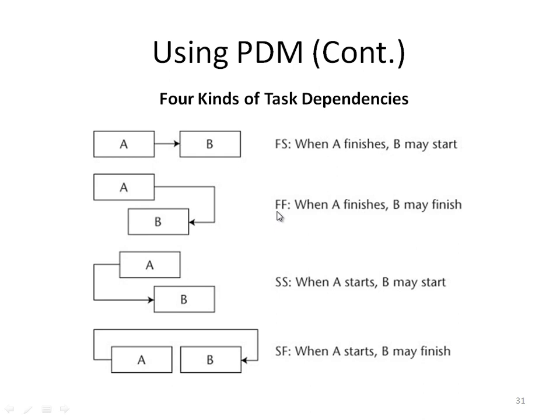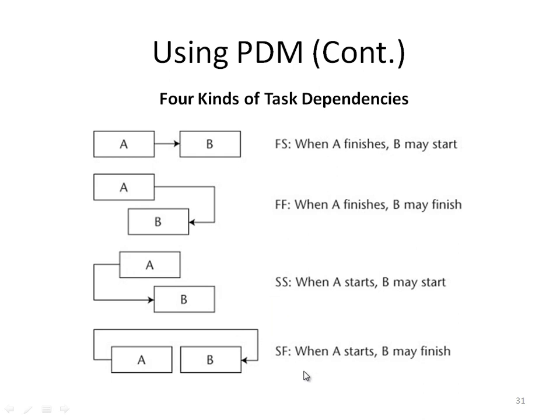While if finish to finish, then when A finishes, B may finish. So B can start anytime, but it will not be considered as finished or done unless we finish A first. Start to start: when A starts, B may start. Again, we don't care about the time when it starts, but we are not allowed to start B before A, but once we start A, we can start B at any time.